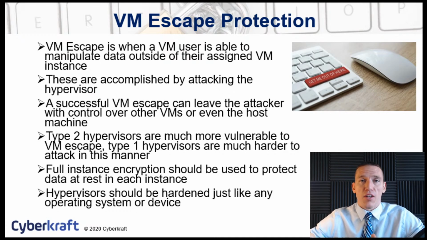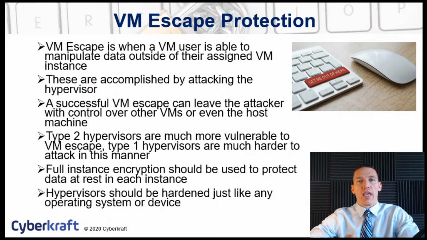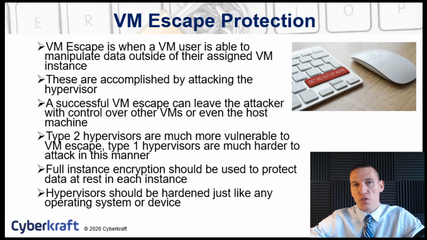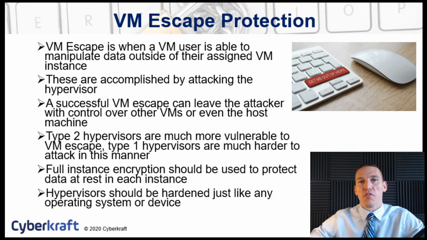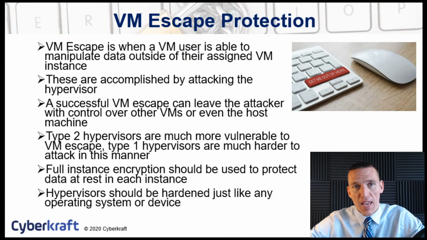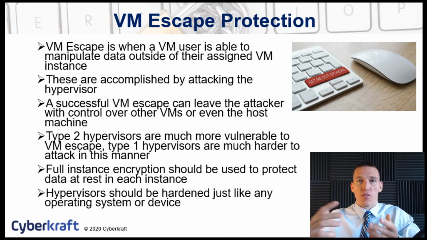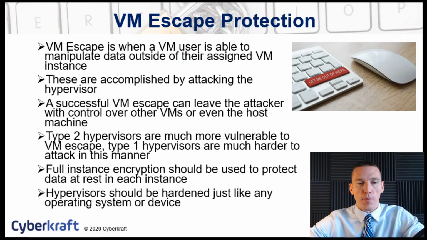Full instance encryption, where a virtual machine is encrypted when it's suspended or the disk it's stored on is encrypted as well, should be used to protect data at rest. So if attackers are successful at VM escape, the data that they are able to access is in an encrypted state. So they would be receiving encrypted data instead of a virtual machine left unencrypted and easily accessible.